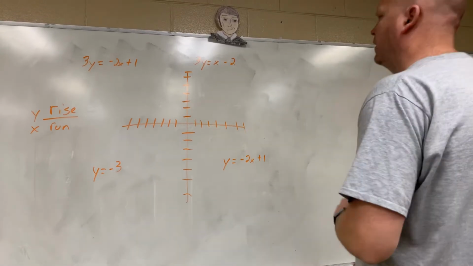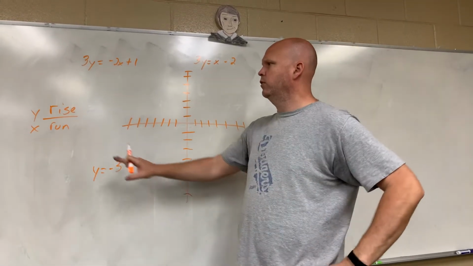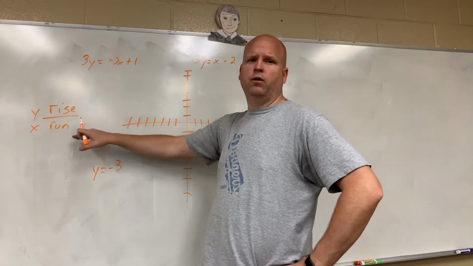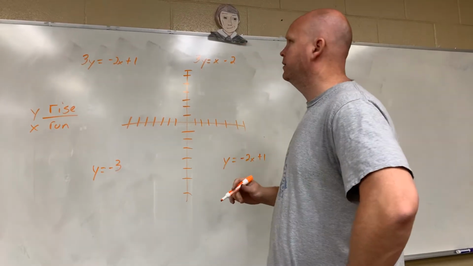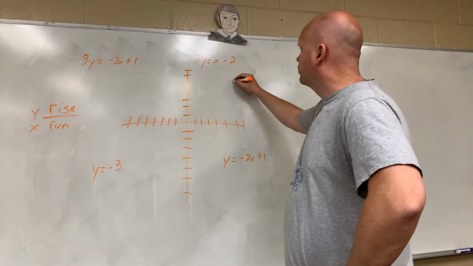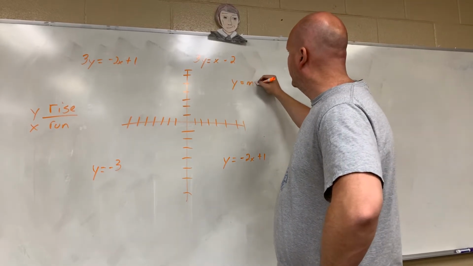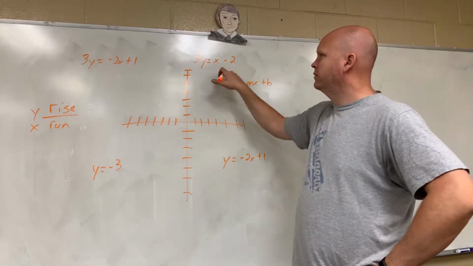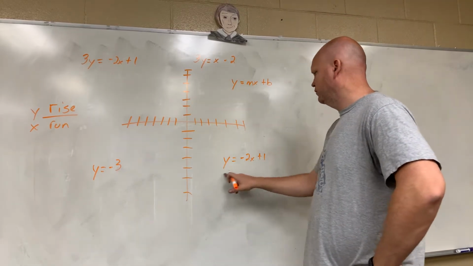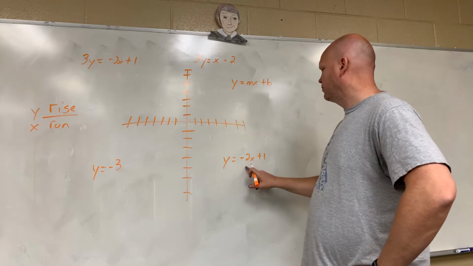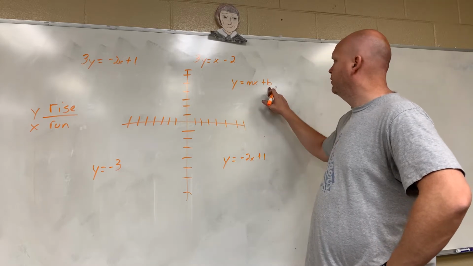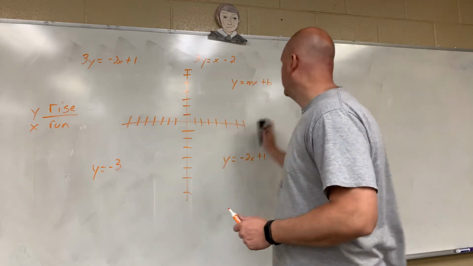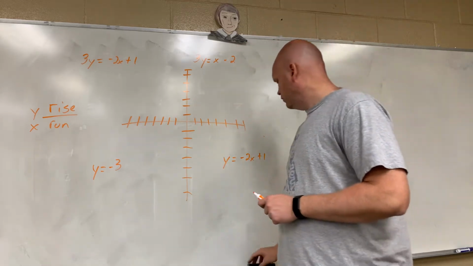Alright, finding slope of a line. Slope is rise over run, or how much it's going up and down over how much it's going left and right. Slope is typically written as y equals mx plus b. And you'll see on some of these they don't look that way, but that's how this is written. The m represents the slope and the b represents the y-intercept. So I'm going to show you a couple different ways that you can find the slope on this.